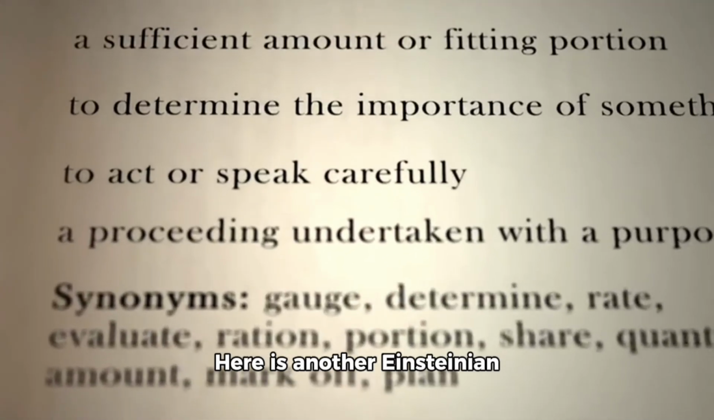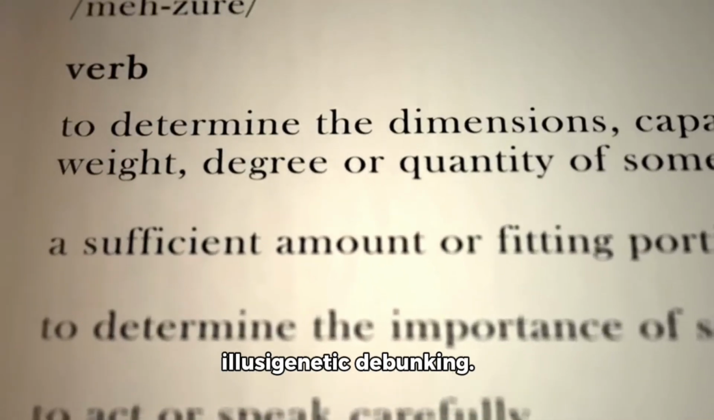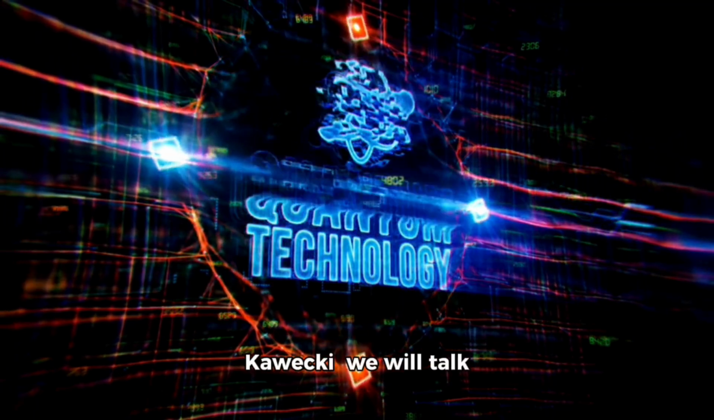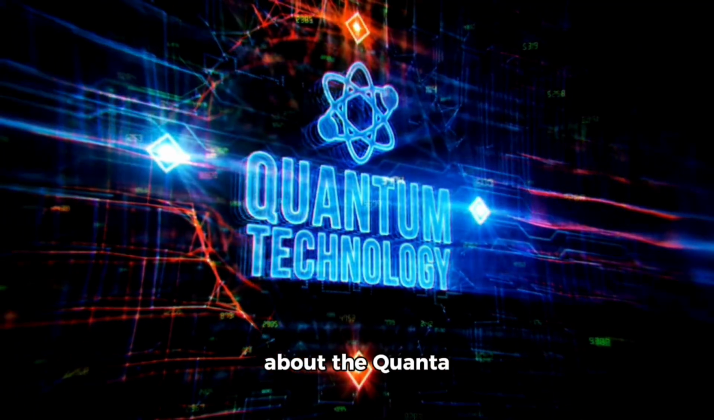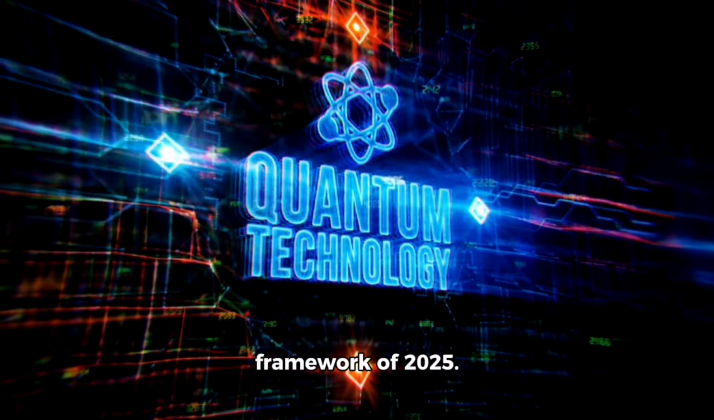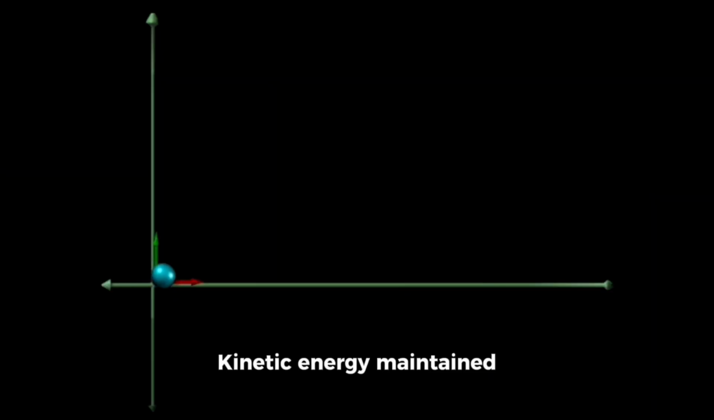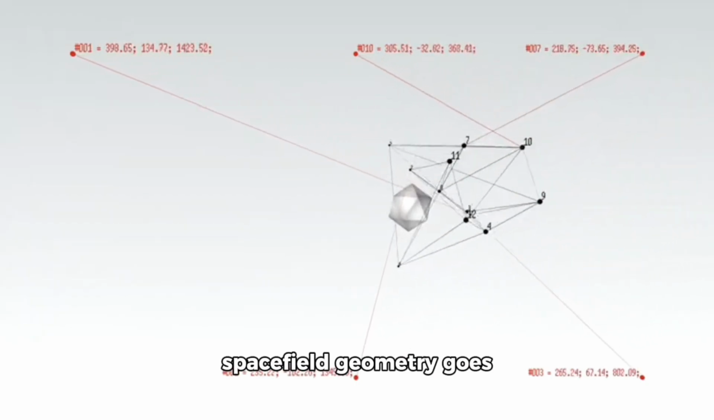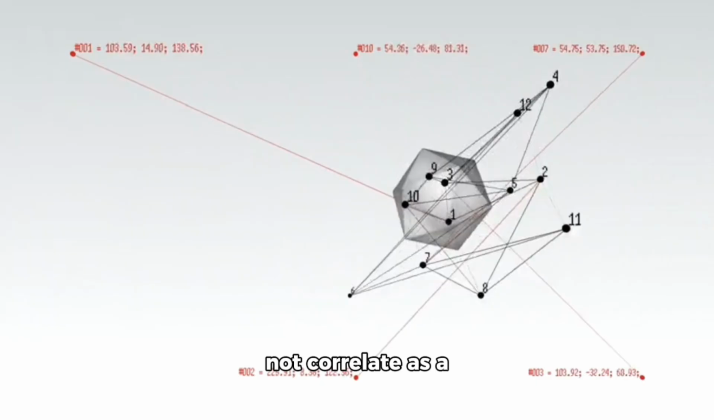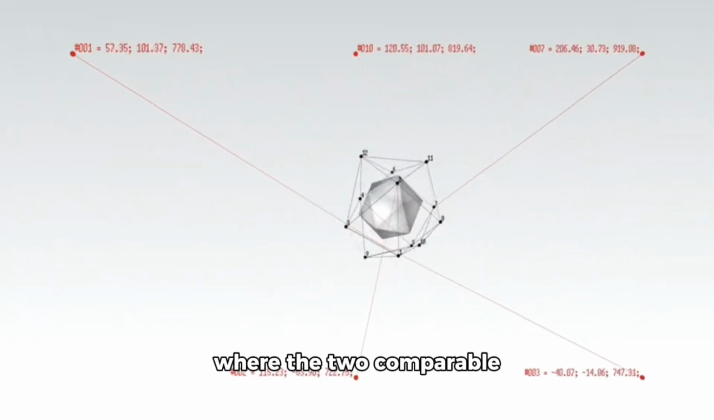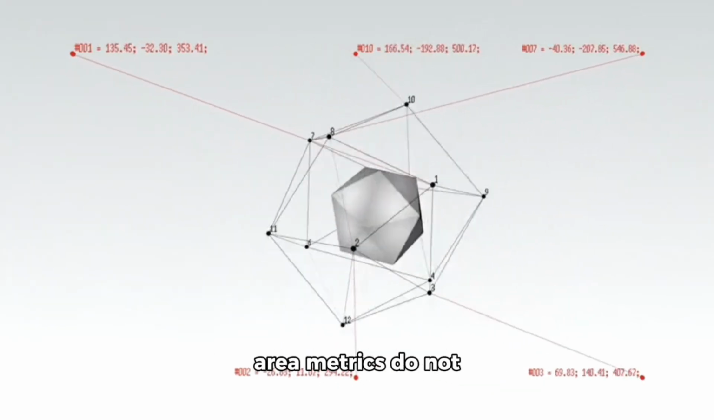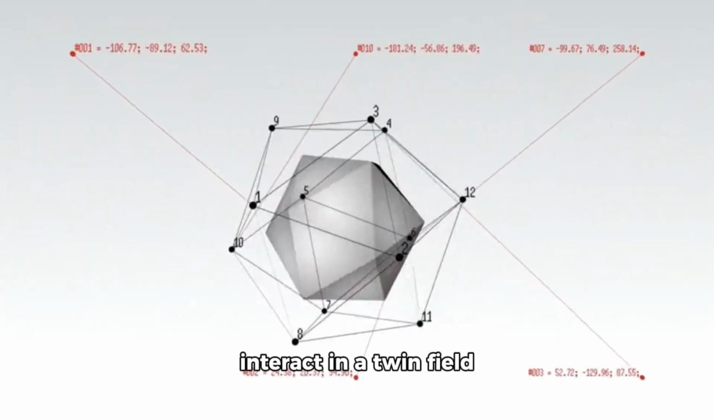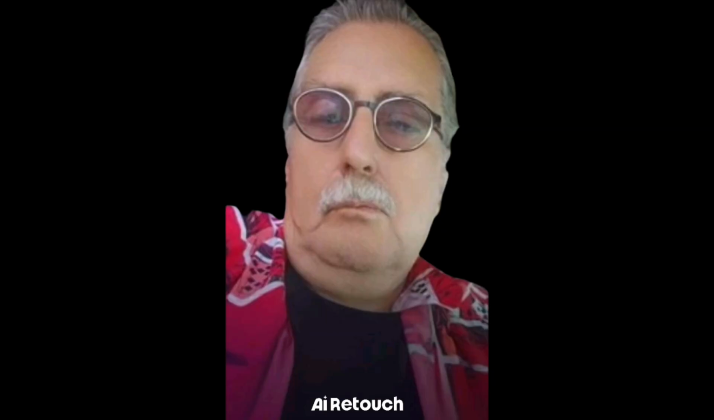Here is another Einsteinian illusogenetic debunking. Introduced by Rodney Kawecki, we will talk about the quantum physics theory framework of 2025. Kinetic energy maintained in relativity asserts a gravitational field illusogenetic flaw, meaning spacetime space field geometry does not correlate as a standing hypothesis, where the two comparable area metrics do not interact in a twin field geometric.